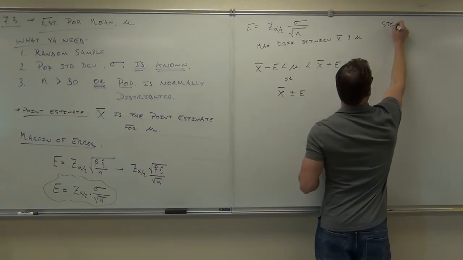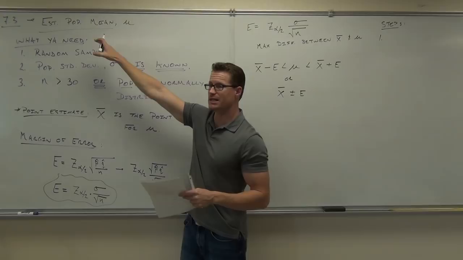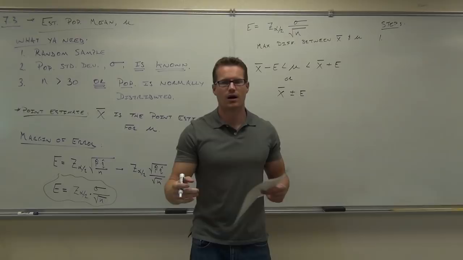So, first step. The first thing you've got to do is make sure your requirements are met. You're going to check these things. You're going to check to see whether you have a random sample. If it's not stated, you're going to assume it's a random sample. We've already covered all that stuff before.